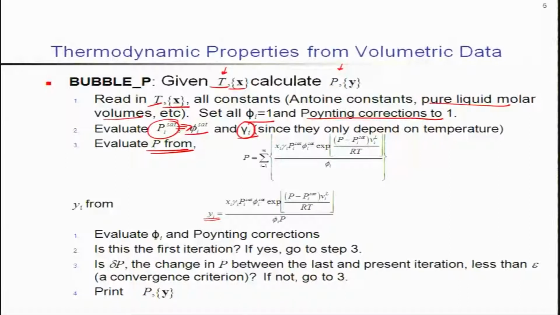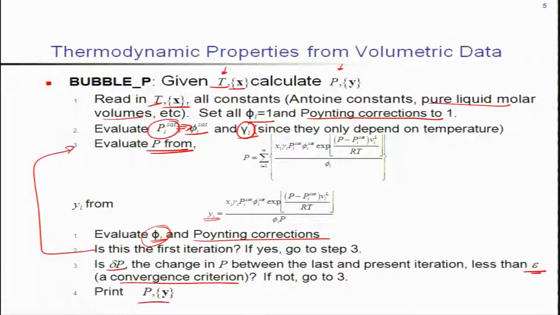Now, you can calculate phi i also, because phi i depends on the partial molar volume and properties, and using the expression which we have derived earlier, we can get phi i also. And of course, you can also get the Poynting correction because you know the pi sat, p and other information. Now, if it is the first iteration, then you go back to this step 3 and correct this pressure p. So, you keep doing that until your delta p, the change in the pressure value between the current iteration and the preceding iteration, is much less than some small value epsilon, which would be the convergence criteria. If not, you keep doing this exercise.